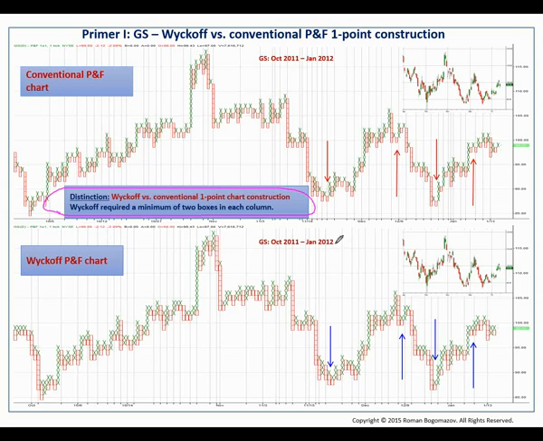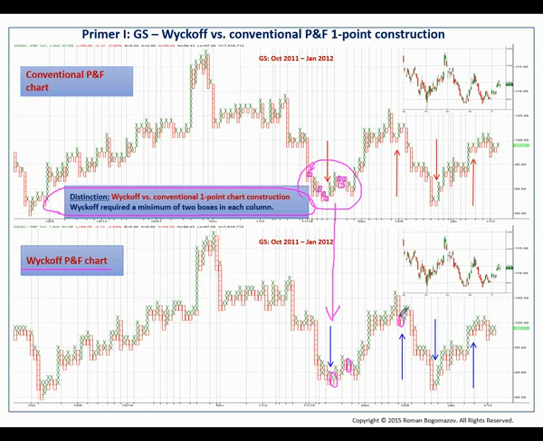So go ahead, Ramon. Okay, well, let's definitely look at these 2 charts. On the top, we have a conventional way of drawing the 1-point reversal, and we see here that there are columns where there is just 1 box, right here, here, here, and then there is a space in between those columns, right? Here, here, here. For the Wyckoff construction, as Bruce was saying, we have to have a minimum of 2 boxes in each column. So we see that the same data right here, we see how we have at least a minimum of 2 boxes in one column.